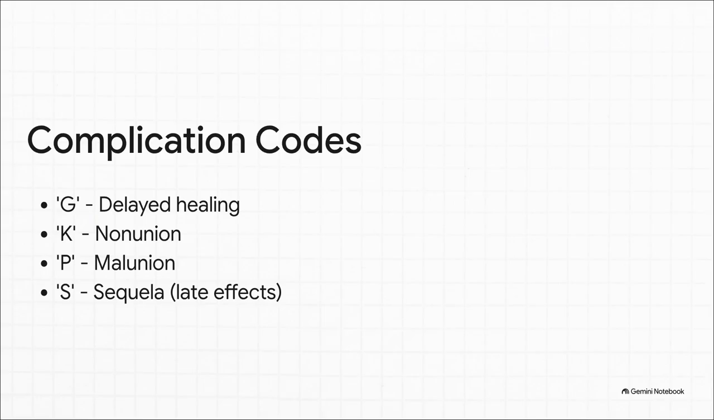Now, when routine healing fails, we have to move past D. These specific 7th characters trigger specialized audit scrutiny, so you need to know exactly what they mean. G stands for delayed healing, which is, well, exactly what it sounds like. K is for non-union, meaning the bone simply isn't knitting back together at all. P is for malunion, where the bone did heal, but in the wrong position or alignment. And S is for a sequela, or the late effect of the injury. These characters are vital because they explain to the payer exactly why a patient is still eating up expensive healthcare resources long after a fracture should have routinely resolved.